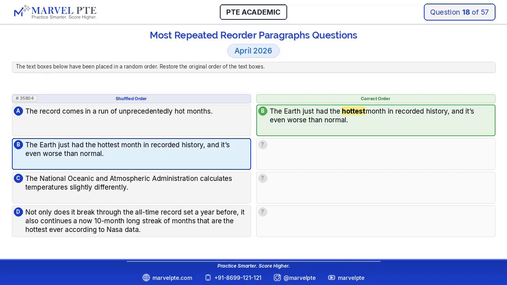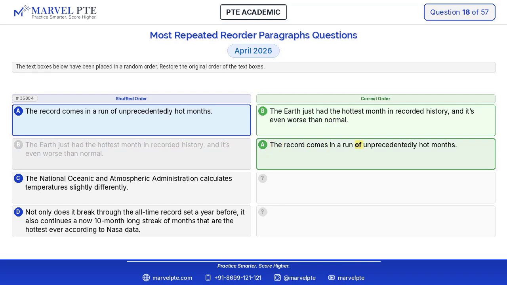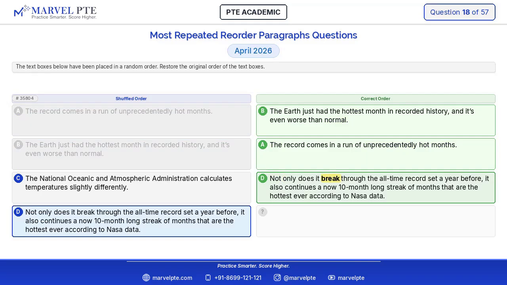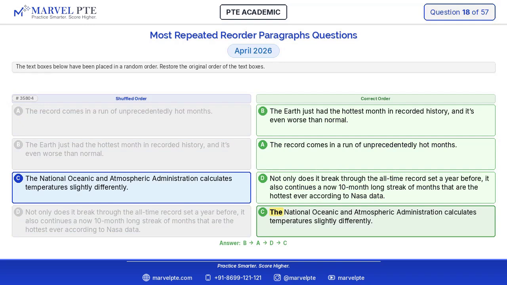The Earth just had the hottest month in recorded history, and it's even worse than normal. The record comes in a run of unprecedentedly hot months. Not only does it break through the all-time record set a year before, it also continues a now 10-month-long streak of months that are the hottest ever according to NASA data. The National Oceanic and Atmospheric Administration calculates temperatures slightly differently.